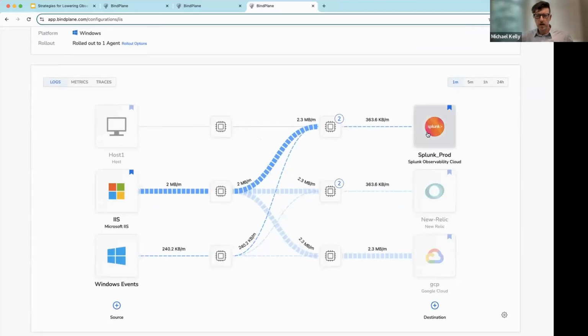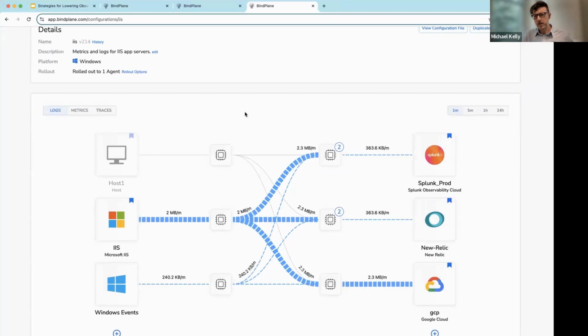So now we have it in the final state. We have this sending reduced volume to Splunk, reduced volume to New Relic, and then sending the full fidelity to GCP. And that's really the first step in using a telemetry platform once you have it in place. But from here, you can really do so much. You have so much flexibility.